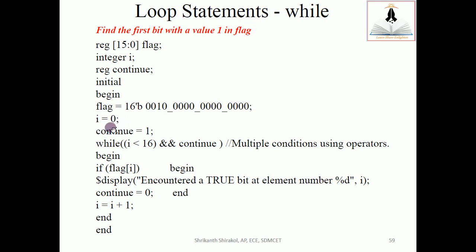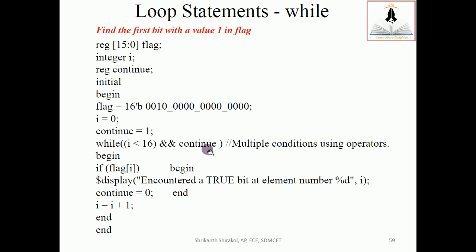So I is initialized as 0, continue is initialized as 1, while I is less than 16. Why has I been less than 16? Because it is for indexing purpose. Indexing means to represent a particular bit. How many bits are there here? 16 bits. 16 is the maximum. So I am starting it with 0, hence I'll end it with 15. 0 to 15 will be 16 bits. So 16 is a maximum number.